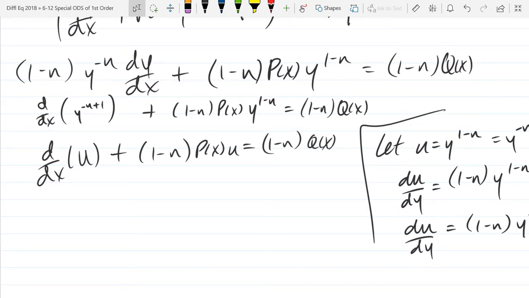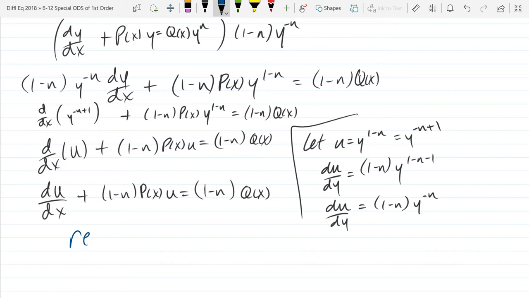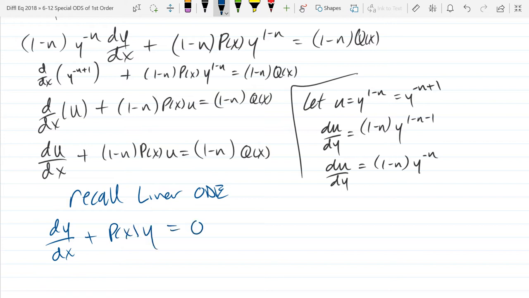What can we do next here? Well, with anything, we probably want to multiply by dx if we're going to do any of that. So let me rewrite as du dx. Nope, I'm going to leave it in this form. The first linear ODE form that I wrote down was dy over dx plus p of x times y equals q of x.